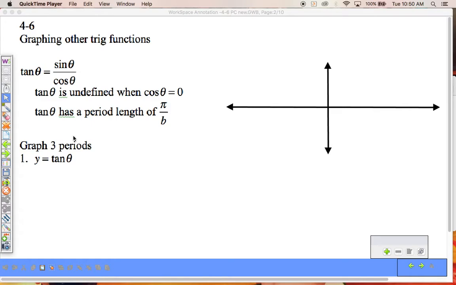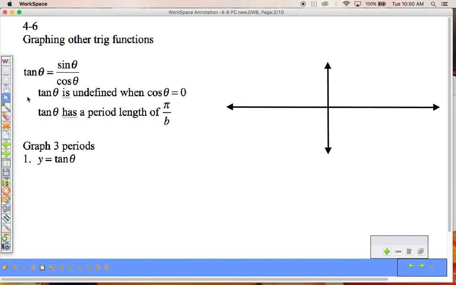All right, to graph a tangent of theta, we know that the tangent of theta equals the sine of theta over the cosine of theta. That's our cofunction identity. Not cofunction identity. That's our quotient identity. All right, so the tangent of theta is undefined when my denominator equals 0. When my cosine of theta equals 0.